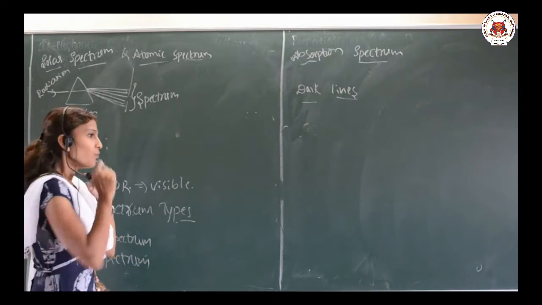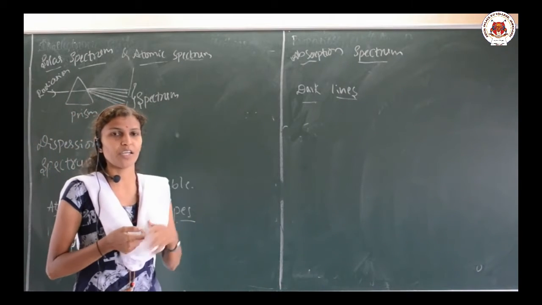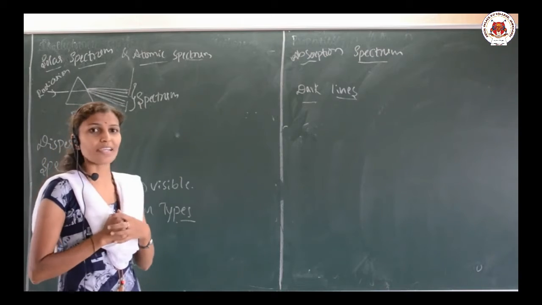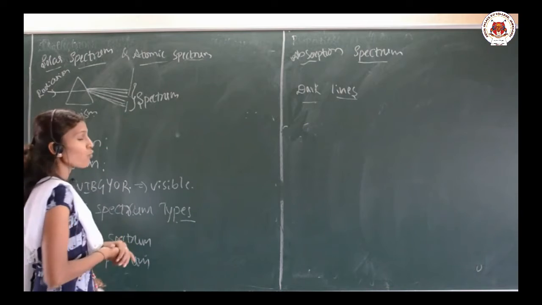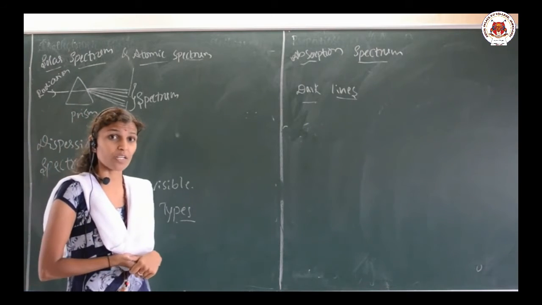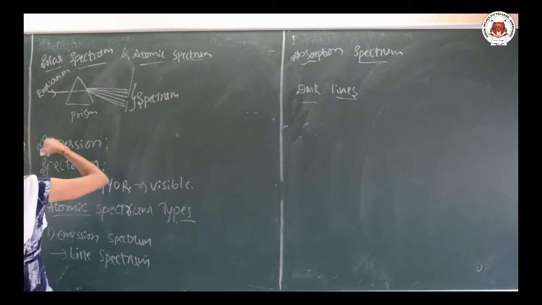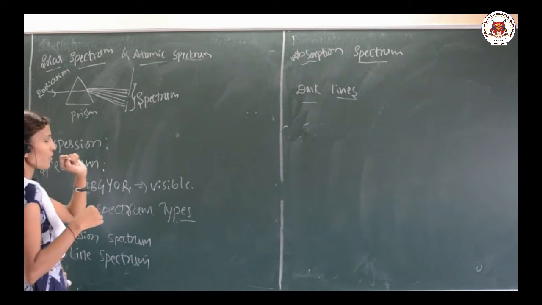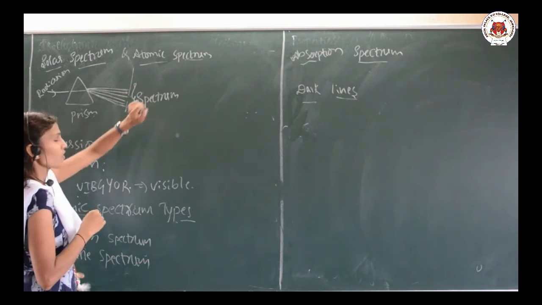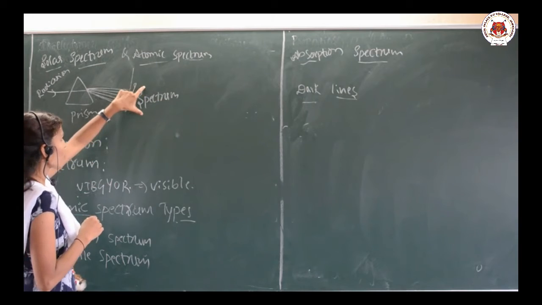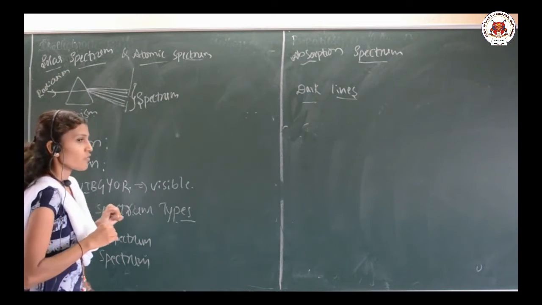See here, solar spectrum is the spectrum which is obtained with the help of the sunlight. When the sunlight is passed through a prism, it is going to split into 7 colors. That is, we are going to get a spectrum. If this spectrum is obtained by passing sunlight, that is what we call a solar spectrum.